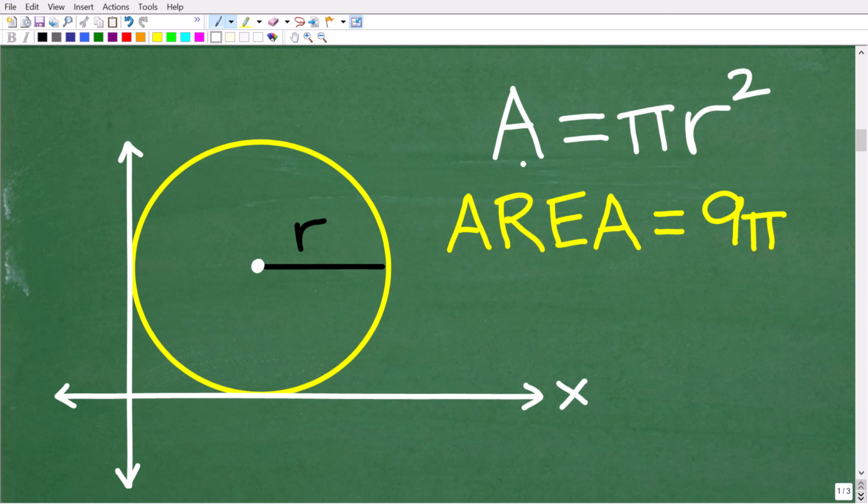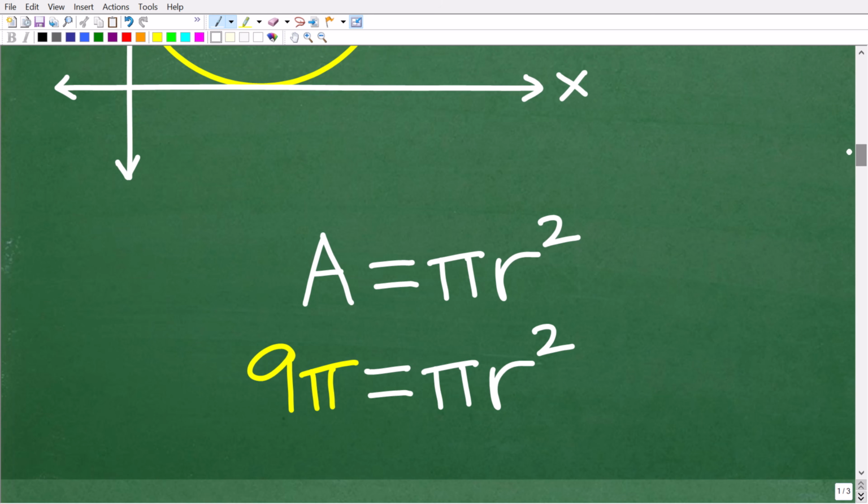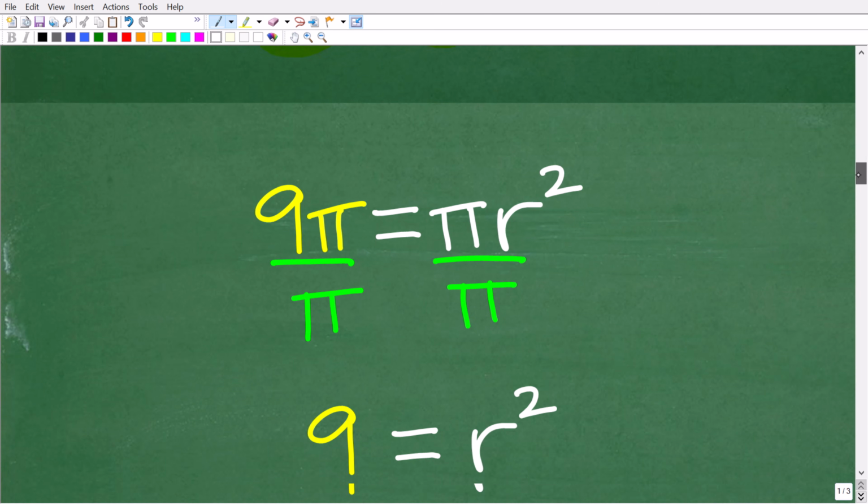Again, the area of a circle is pi r squared. We know the area of this circle is 9 pi, and we need to find the radius of the circle to solve the problem. So we can set up a simple equation to solve for r. This is not that difficult. The area of a circle is pi r squared, and the area of this circle is 9 pi, so now we have 9 pi is equal to pi r squared. Let's use some basic algebra to solve for r.